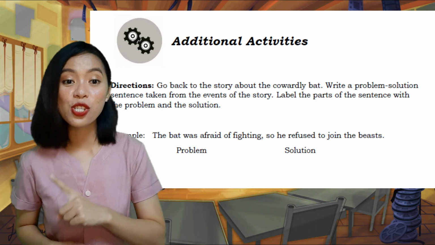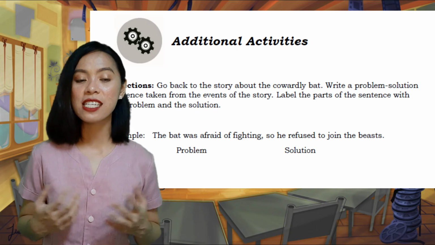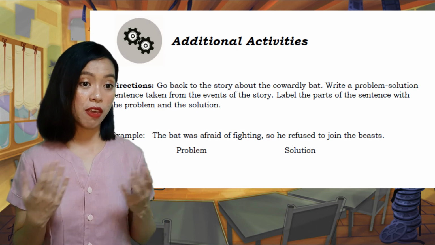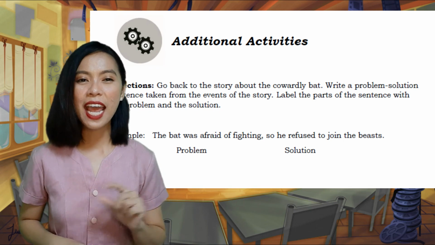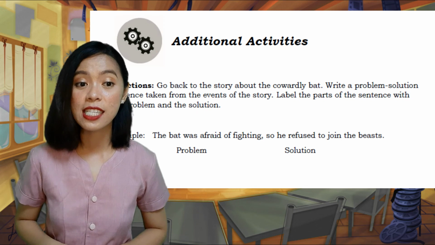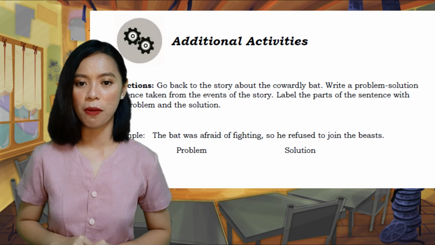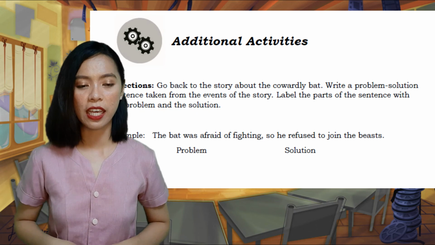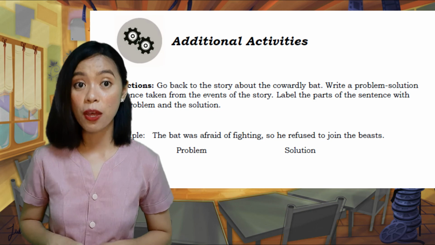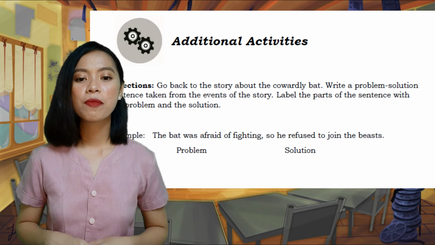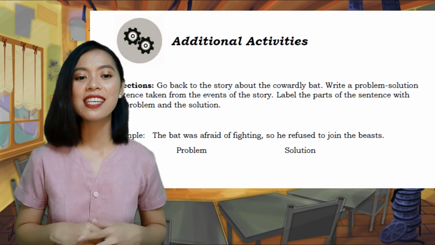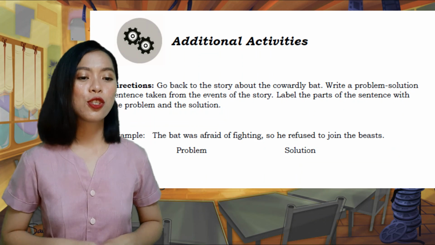Direction. Go back to the story about the cowardly bat. Write a problem solution sentence taken from the events of the story. Label the parts of the sentence with a problem and solution. Example: the bat was afraid of fighting, so he refused to join the beast. The problem: the bat was afraid of fighting. The solution is, so he refused to join the beast.